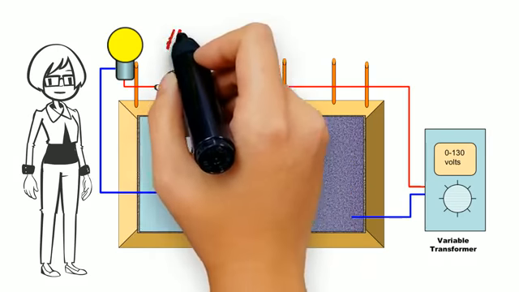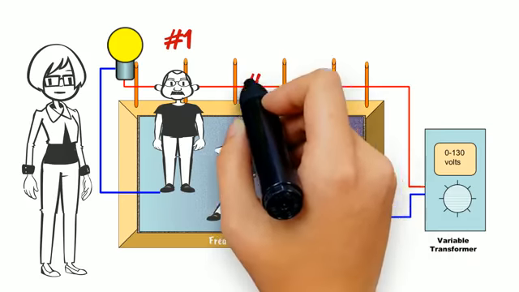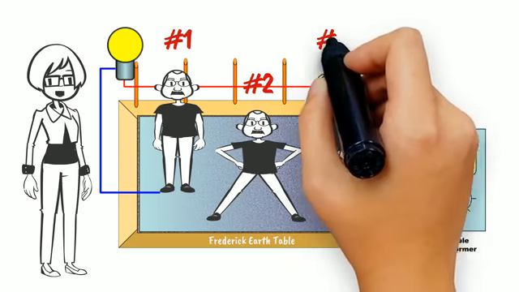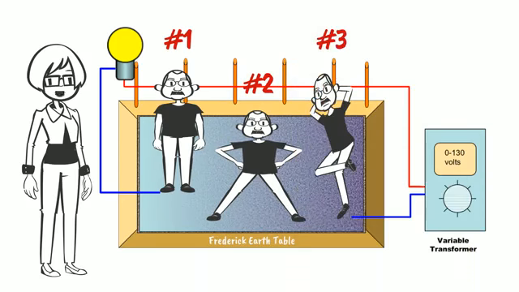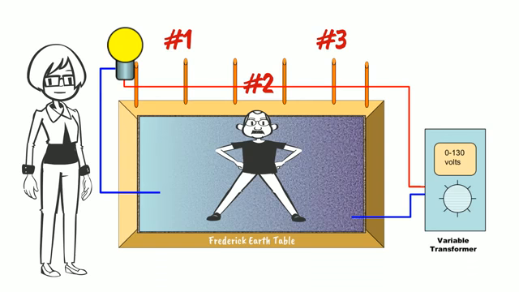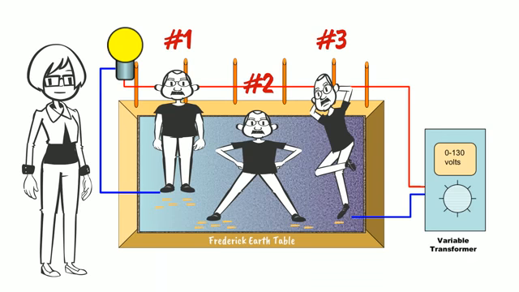Here's a quiz for you. Which Ralph has the most current flowing through his body? Ralph number 1, number 2, or number 3? The correct answer is Ralph number 2. Let me explain. The further apart the feet, the greater the electrical potential difference between the feet. And the greater the flow of electrons.